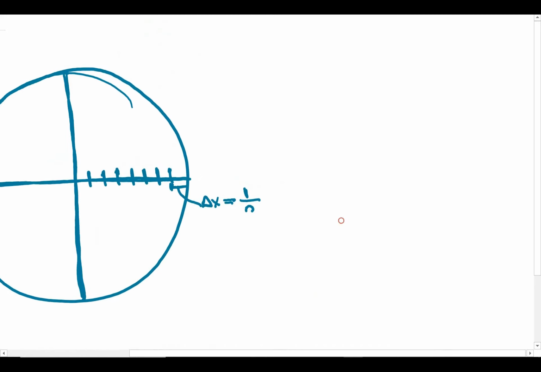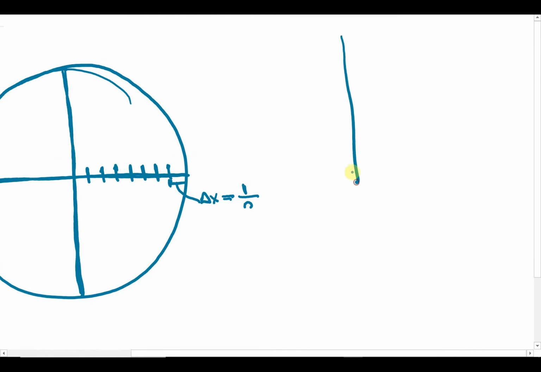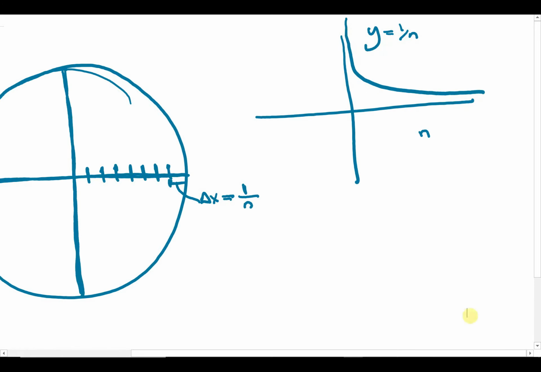So typically when we have a function 1 over n, we have y equals 1 over n. Here's the n-axis. Typically it looks like this, and it converges towards the n-axis in this case. The distance gets smaller and smaller. So as n tends to infinity, these sections get more precise.